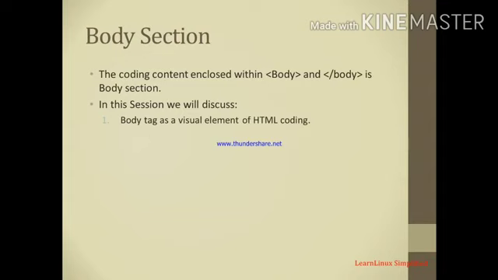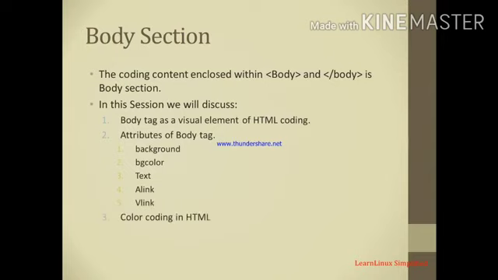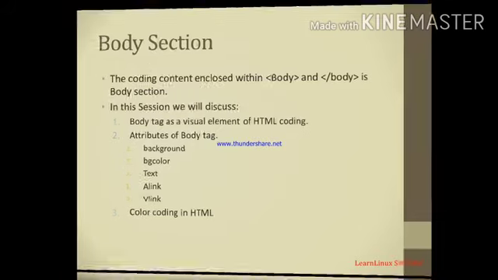Second thing, attributes of body tag. What are the attributes? Background, BG color, text, A-link and V-link. Okay, and lastly we will see color coding in HTML. Now how colors can be added using certain codes, that is called hex code, that we will see in the last part. So let's move.